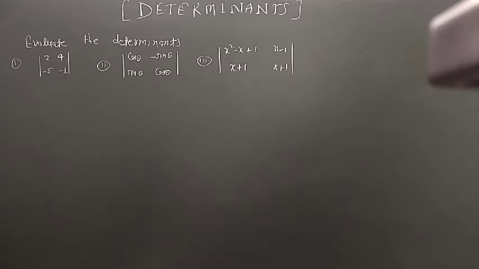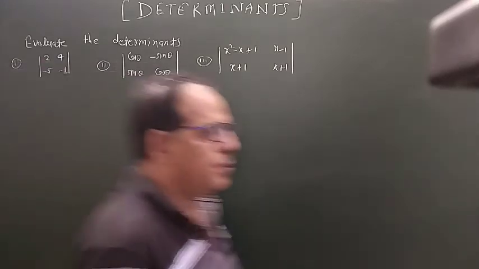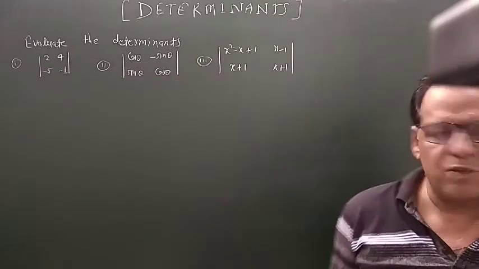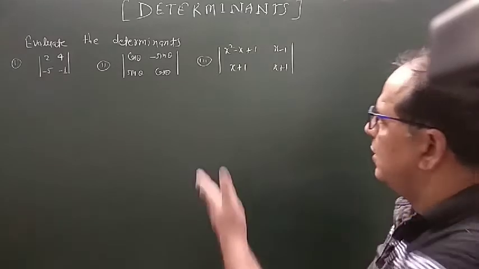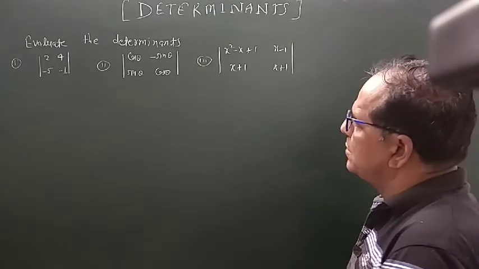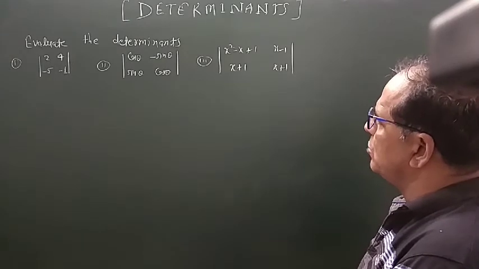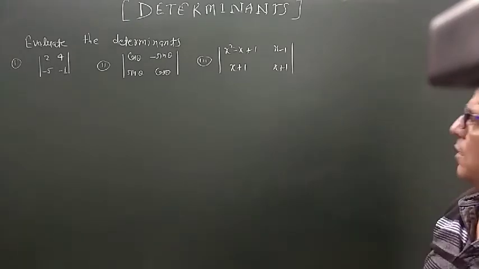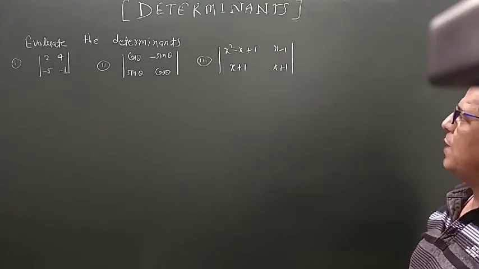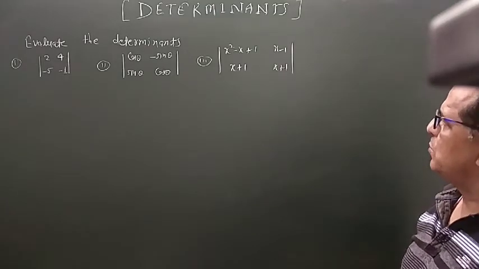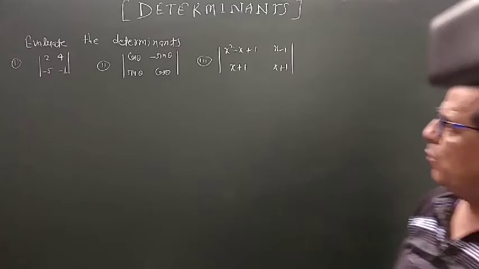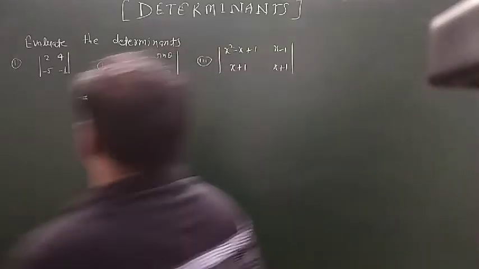Now I am taking some problems based on determinants of matrices of order 2. Here, evaluate the determinants. The first question is |2 4; -5 -1|. The second determinant is |cos theta, -sin theta; sin theta, cos theta|. In the third part, |x^2 - x + 1, x - 1; x + 1, x + 1|. So how can we expand these determinants?